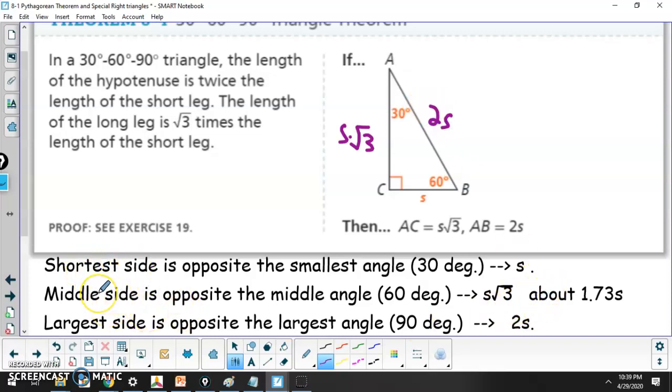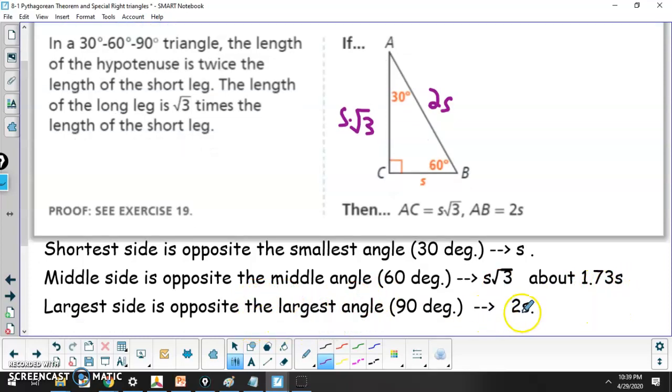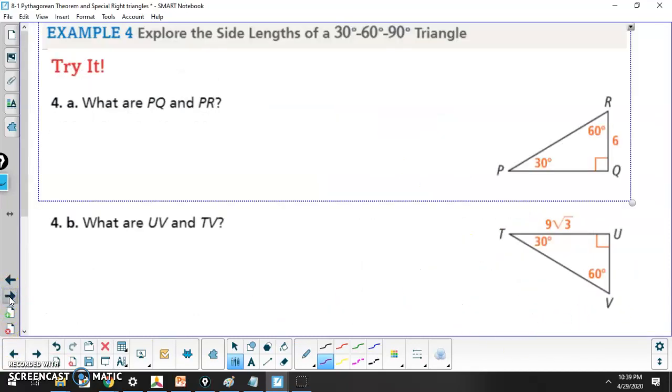The largest angle goes with the largest side. The shortest side is opposite the smallest angle, S. The middle side is opposite the middle angle, which is S square root of 3. And the square root of 3 is really about 1.73, so 1.73S. The largest side is opposite the largest angle, which is 2S. So you need to remember this relationship in order to solve the problems that you're about to see here.